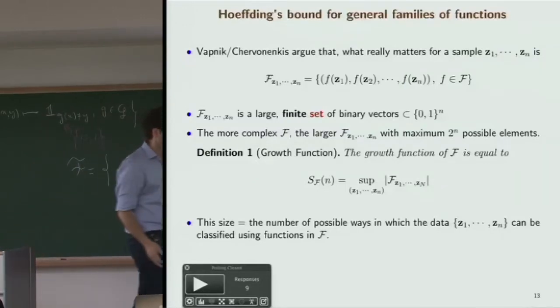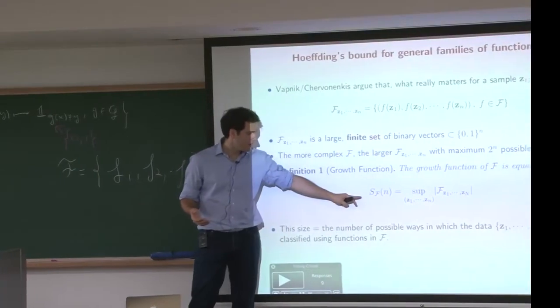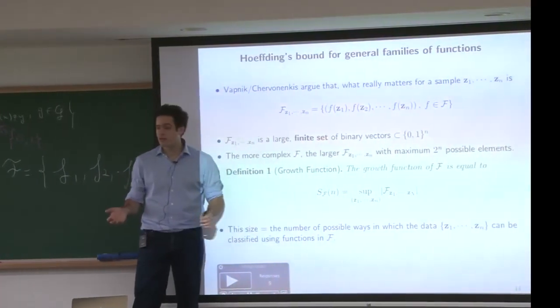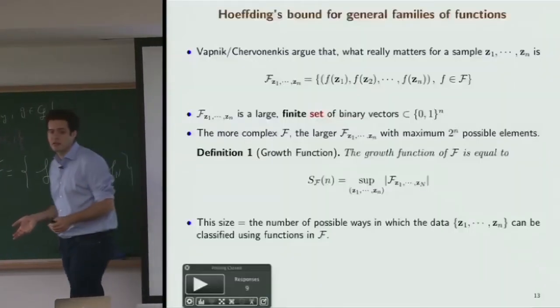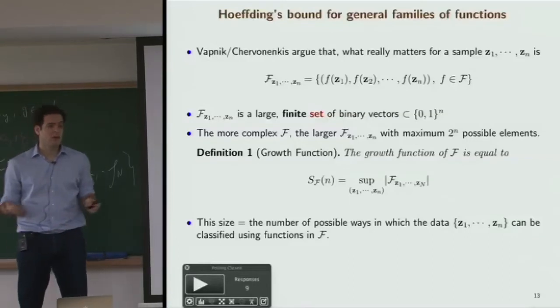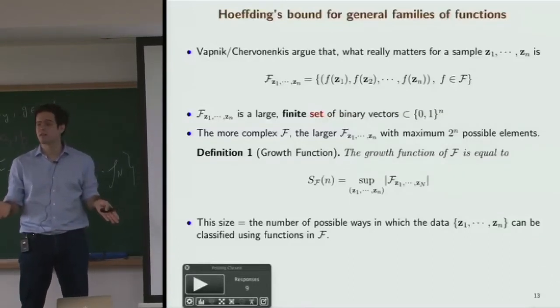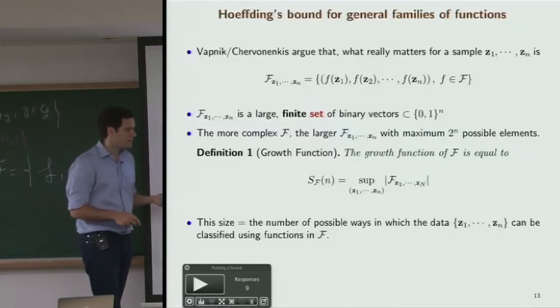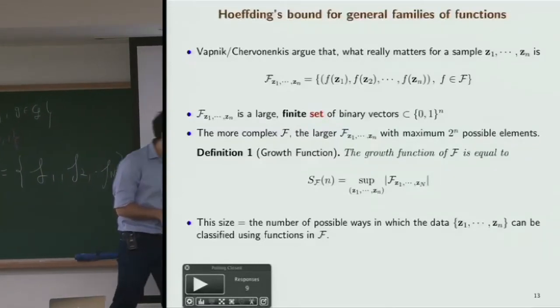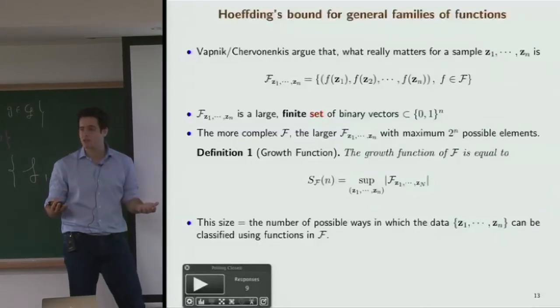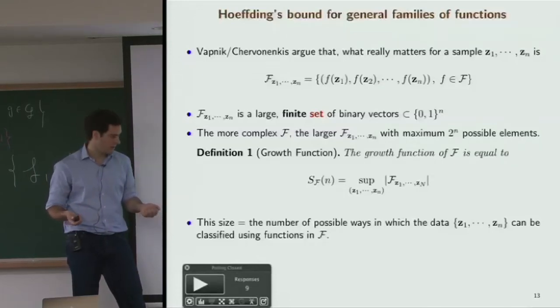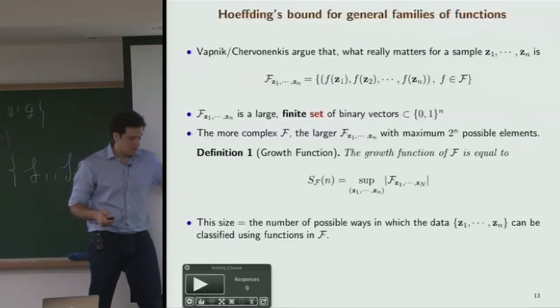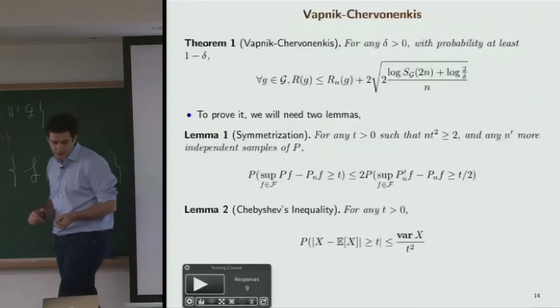So again, what is an upper bound on SF of n? An upper bound on SF of n is 2 to the power n. Okay? SF of n is always finite. Because if I look for the set for which I can split the data in the most possible different ways, I will never obtain more than 2 to the power n different ways of splitting the data. So this quantity is called the growth function.